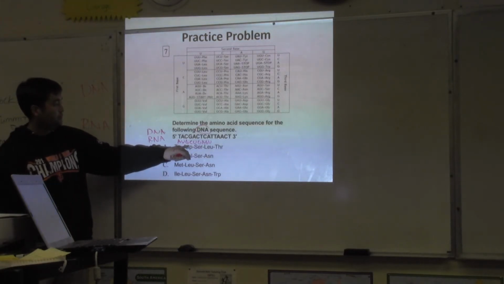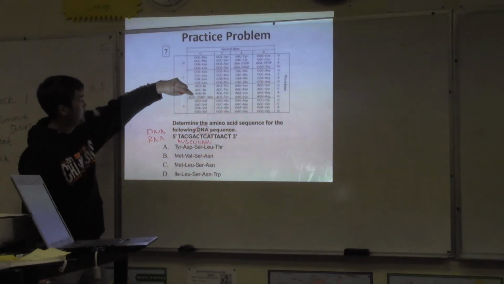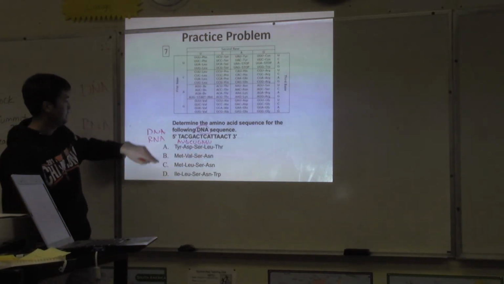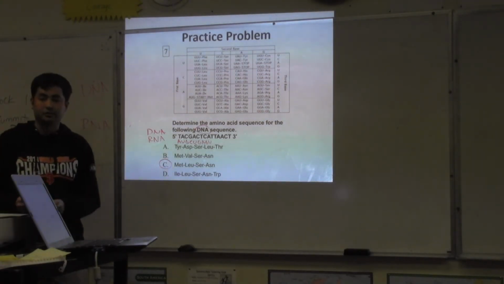We have AUG, CUG. AUG is methionine. CUG is leucine. So C is going to be our best answer choice.